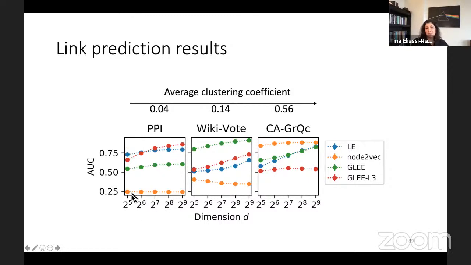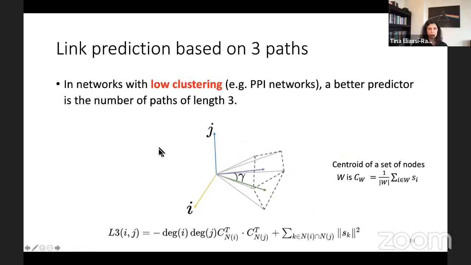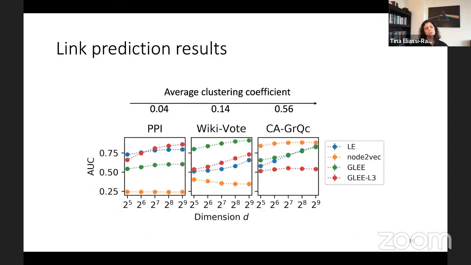And so we see, for example, here, node2vec, even with 2 to the 9, does extremely poorly in terms of link prediction for a graph that doesn't have a lot of triangles. Versus for us, the red line is GLEE, where I'm computing the link prediction based on this equation. We're doing very well.